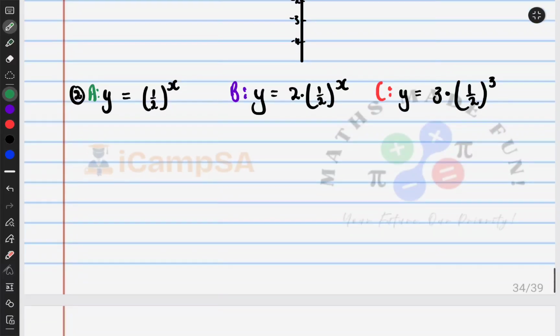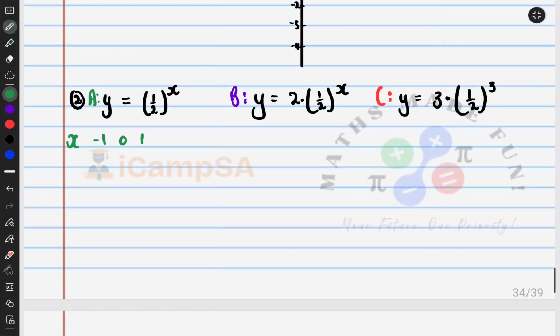Let's find the corresponding values. So for x, let's pick -1, 0, and 1. We also include 0 because 0 is the y-intercept. Then the corresponding y values are gonna be 1/2 to the power of -1. That should be 2, and the 0 is 1, and 1 is 1/2.